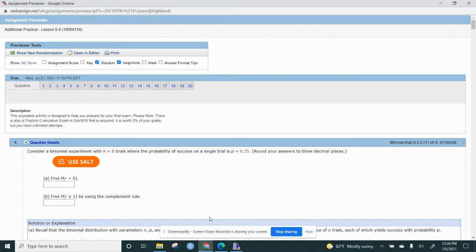All right, so let's go ahead and get started. The first question is, consider a binomial experiment with 8 trials where the probability of success is 0.35. Remember, binomial is basically a yes, no. Did it occur? Did it not occur? It wants me to use StatCrunch to find the probability that none of the trials occur. The probability of success in the 8 trials was nothing. And then R is greater than or equal to 1.